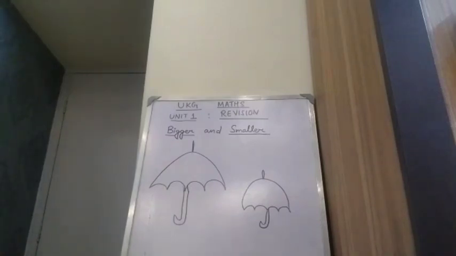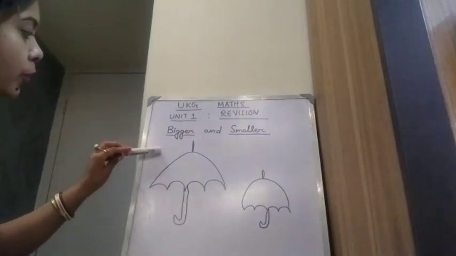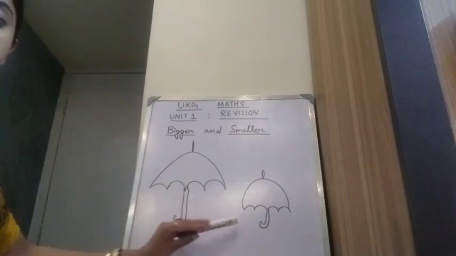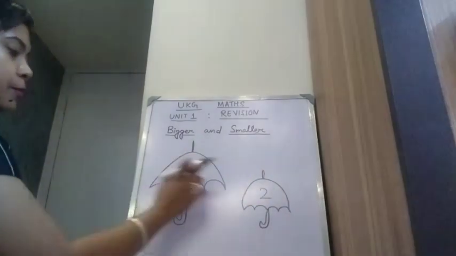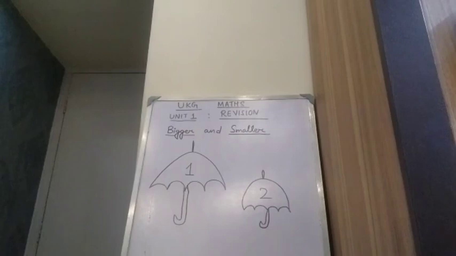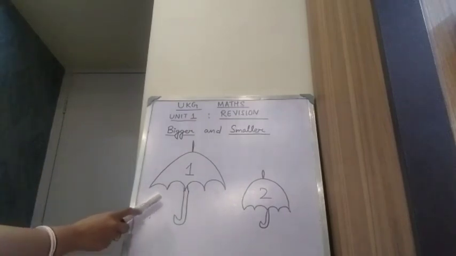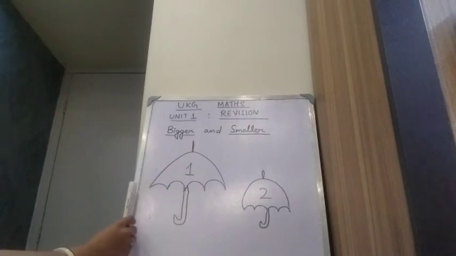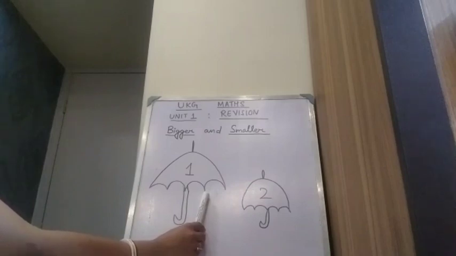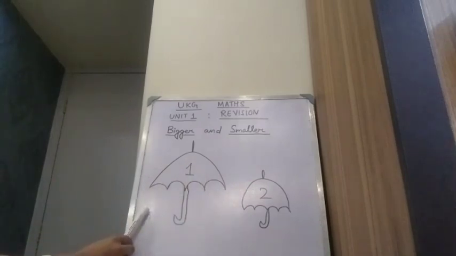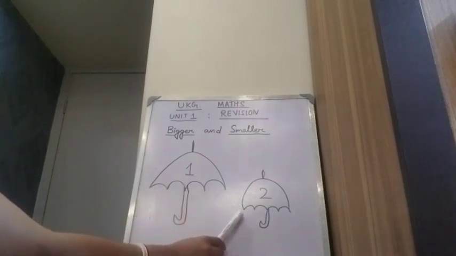Okay? So students, what you can see on the board, there are two umbrellas. This is umbrella 1 and this is umbrella 2. First umbrella and second umbrella. So see, when we have two objects of unequal sizes, that means its sizes are not equal. Okay? So we say like this. This is the bigger one and this is the smaller one.